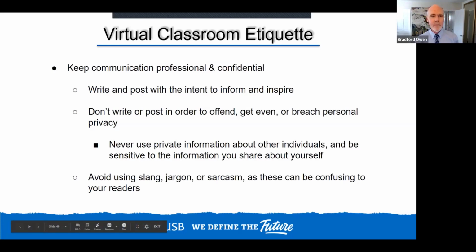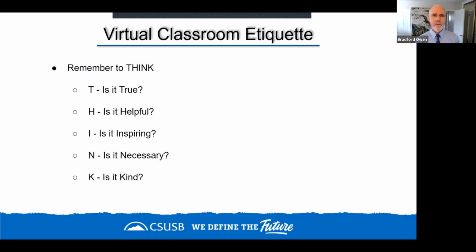Next. This acronym may be helpful when you are getting ready to communicate in writing online. Is what you are about to write true? Is it helpful? Does it elevate the discourse in the course rather than lower it? Is it contributing to knowledge of your peers? Is it inspiring? This goes to the affective, the emotional impact of what you're about to write.